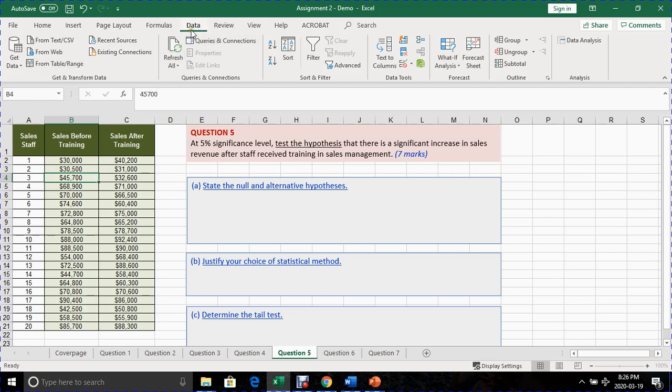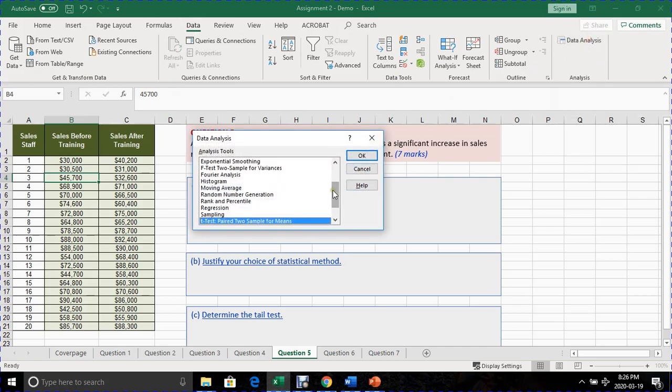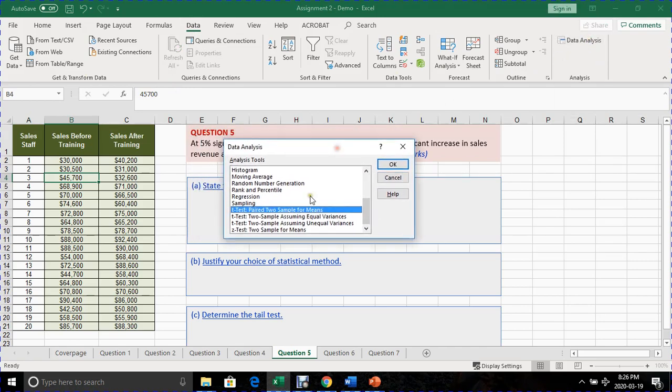We go to Data and click on Data Analysis, and we're going to choose t-Test: Paired Two Sample for Means. So this is where the distinction lies in the chapter. In question 4, we looked at t-test two sample assuming equal variance. Now we're going to take a look at the t-test for paired two sample for means.